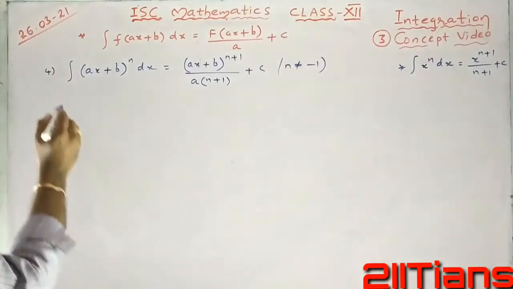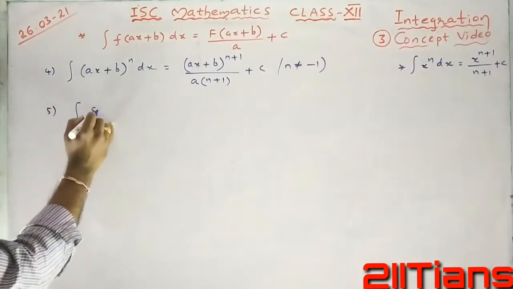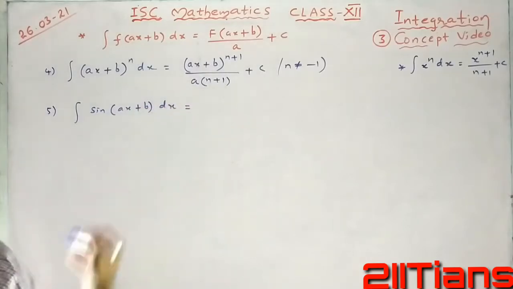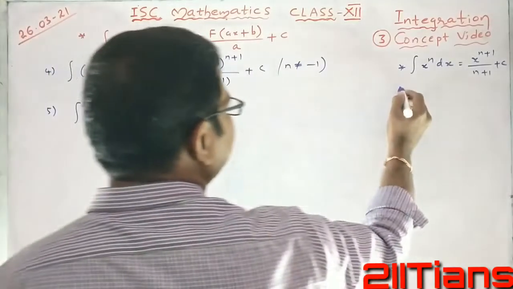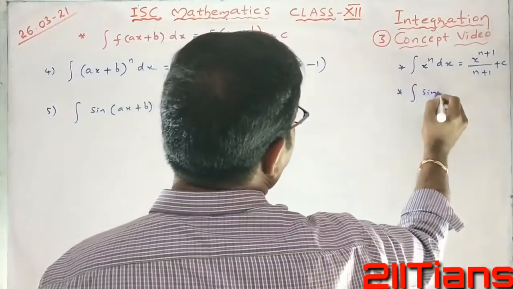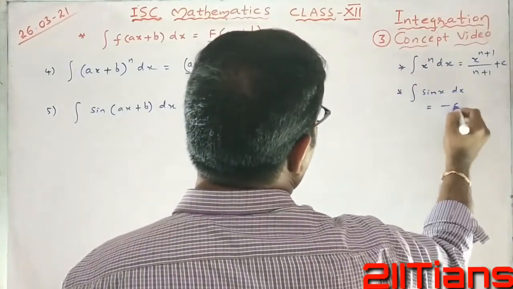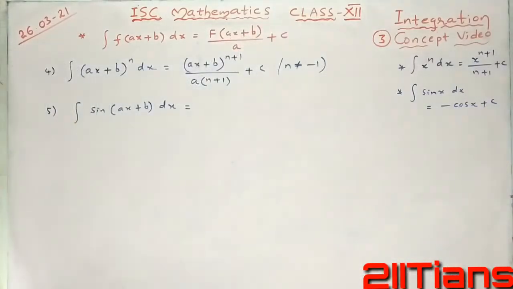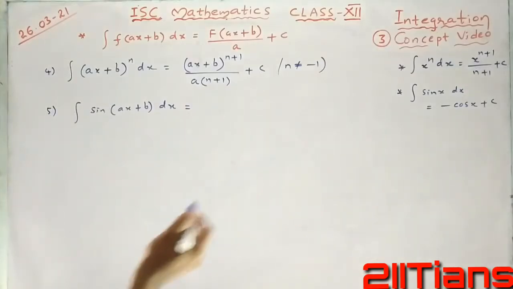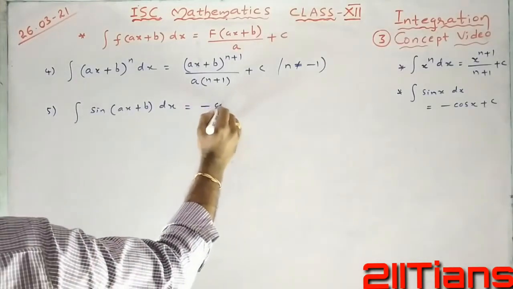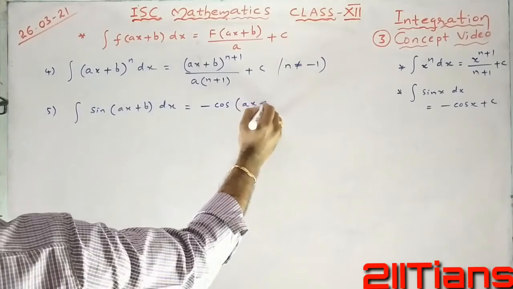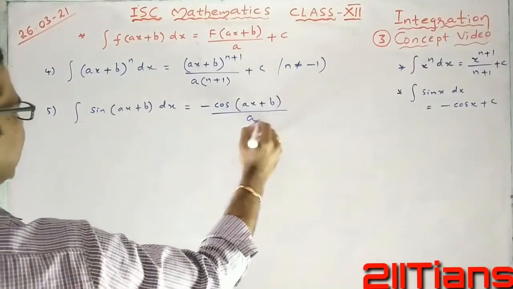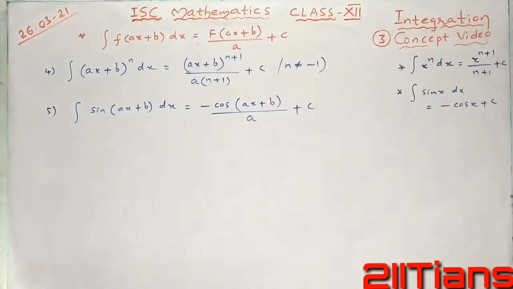Next, sin of ax plus b. Integral sin of ax plus b dx. Simple. What is the integration of sin x? Integral sin x dx equal to minus cos x plus c. Because cos x derivative is minus sin x, integration is minus cos x. So minus cos x means we will write ax plus b, but you should never forget to write the coefficient of x in the denominator plus c. So that is the final answer.